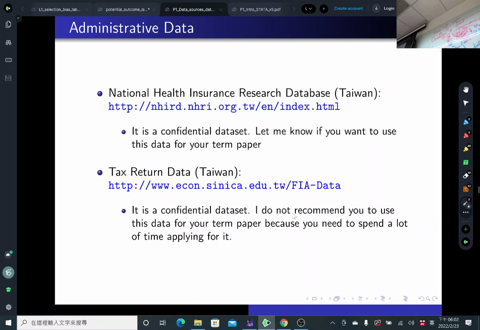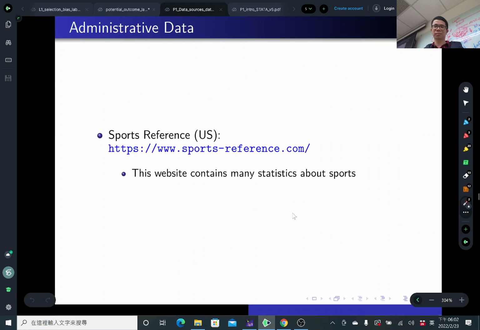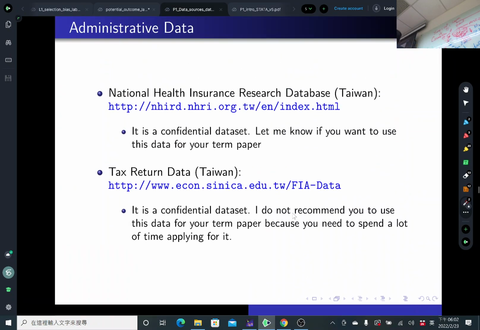For example, maybe you just get very preliminary results this semester, and then you might use that for your thesis. It's still possible, but I'm not sure whether I encourage you to use this, because you need to go to the data center. And this is a very big data set. But if you have some research idea or question that might use this, you can let me know. I can try to find some possible way to let you do some data analysis. Okay.